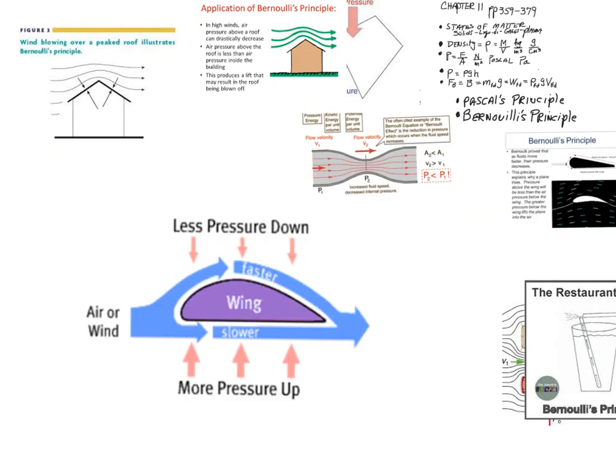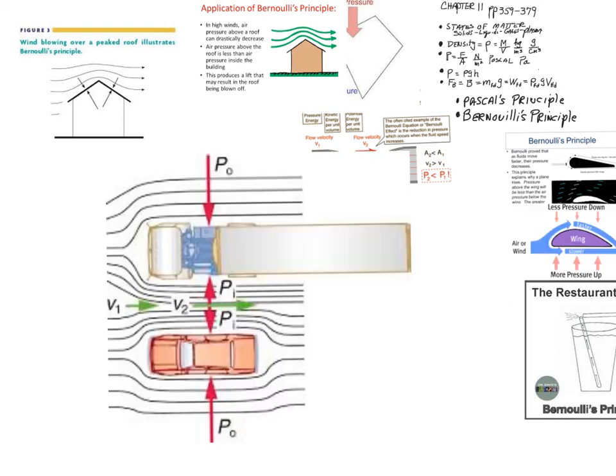And the result is, by Bernoulli's principle, when the air flows faster over the top, the pressure on the top of the wing drops. We call it lift, but actually the pressure at the bottom is higher and the air is pushing the wing upward. That's the lift force of wing design. That's one application of Bernoulli's principle.